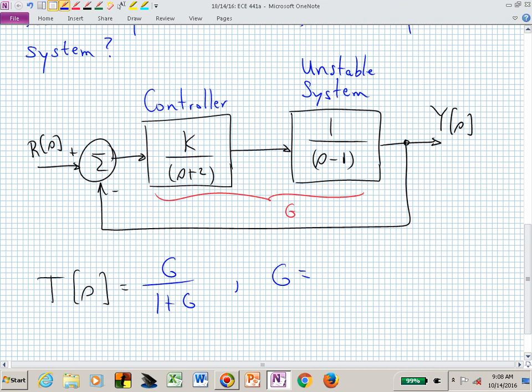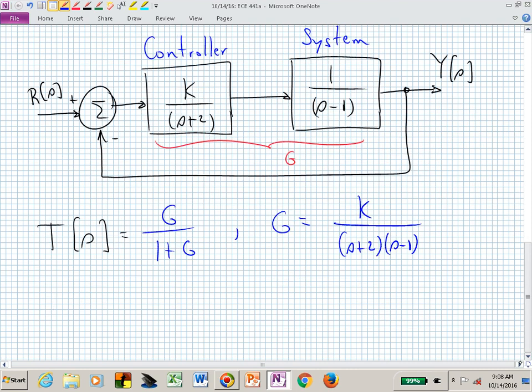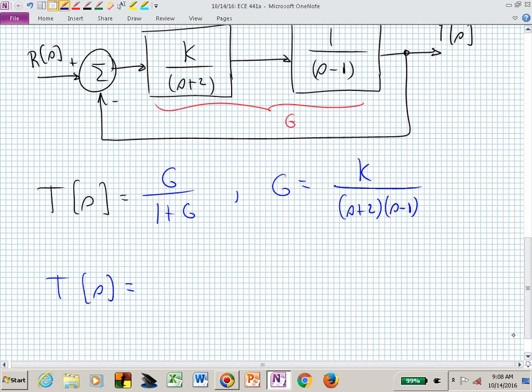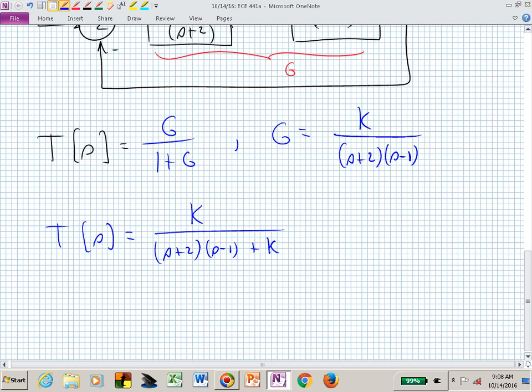Sometimes we play fast and loose with what we're calling G or G sub C, etc. But hopefully it's clear from the context. This is now K over (S plus 2)(S minus 1). If we plug that G in and cancel the common denominator in the numerator and the denominator, I'm going to do that all in one step. We end up with K over (S plus 2)(S minus 1) plus K. That's the closed loop transfer function after doing G over 1 plus G.